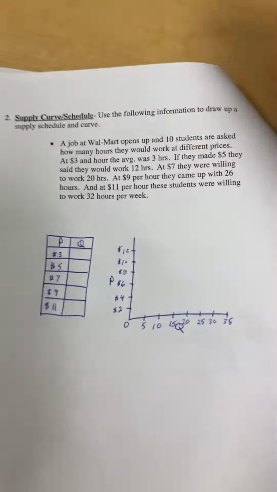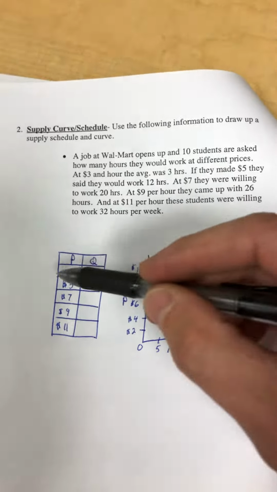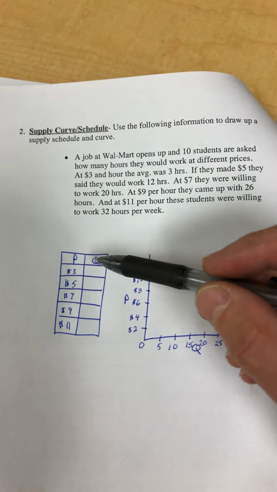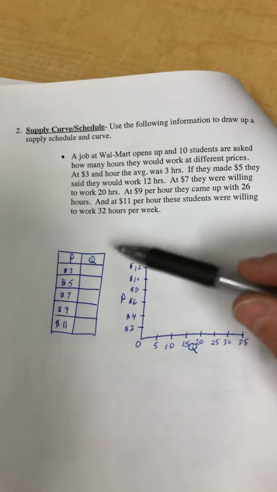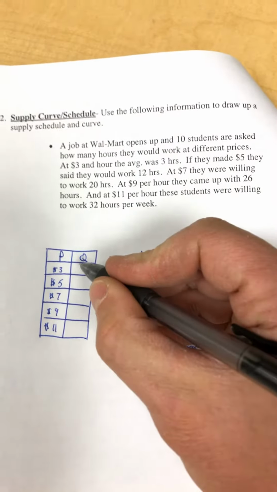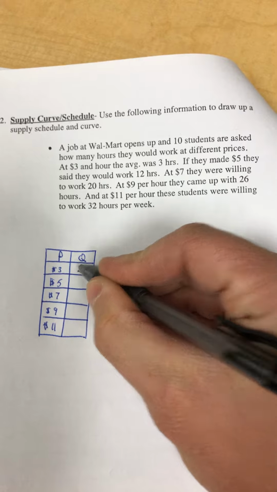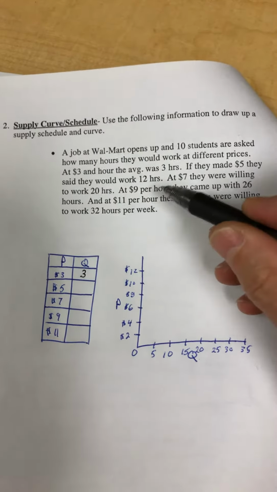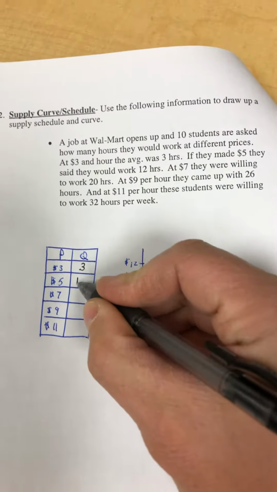All right, next page. You have to take this information up here and plug it in. This is a supply schedule. This is a supply curve. So what you would do is you'd go up here, at $3 an hour, 3 hours. So you'd go ahead and put in 3. Then you go to the next one, $5 an hour, they would work 12 hours. So you go ahead and put a 12.